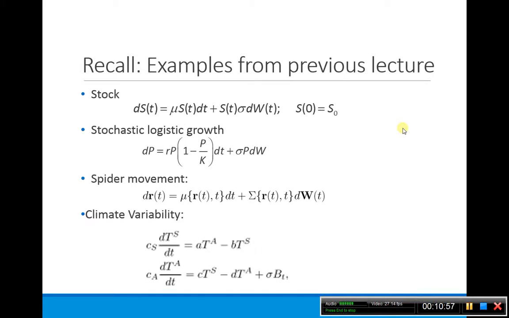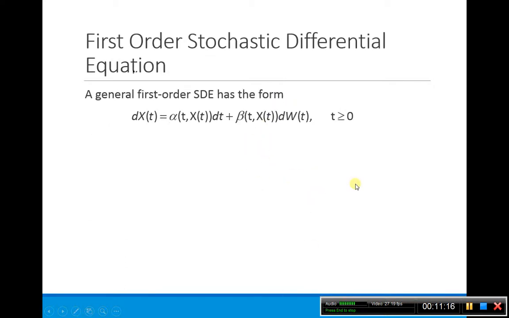Okay, so remember the examples that we talked about in the last lecture. We had these examples of a stock, stochastic logistic growth, spider movement, and climate variability. Remember all of these had this Wiener process in them. So we had the Wiener process showing up somewhere, or this Brownian motion coming in. So in general, a stochastic differential equation has this form: the change in our variable x is equal to some function alpha, which depends upon t and x, times dt, plus this part that has our Wiener process involved. So here's the Wiener process dW here.